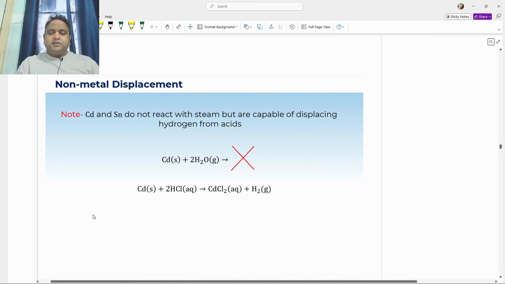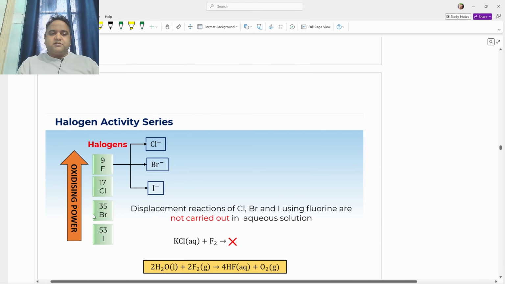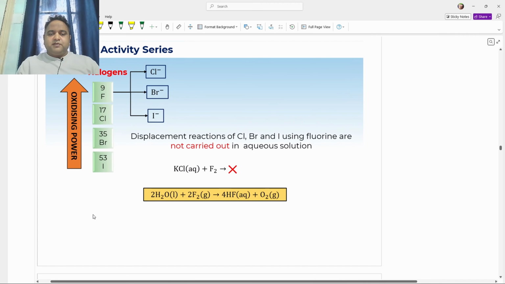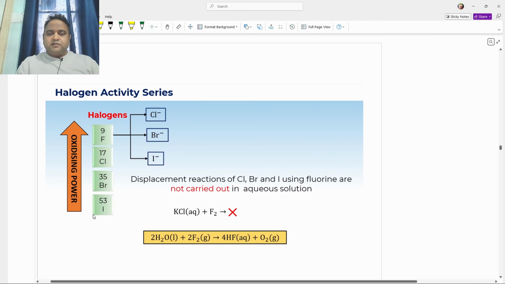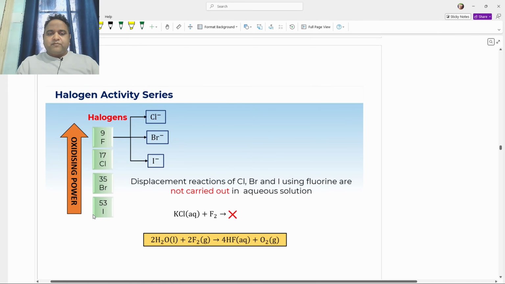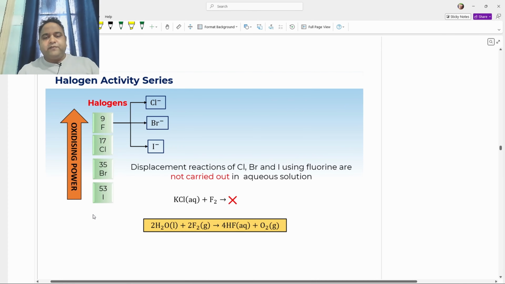But cadmium cannot displace water. Okay, it's not. We know already. KCl plus F2. So this is also a very important factor.